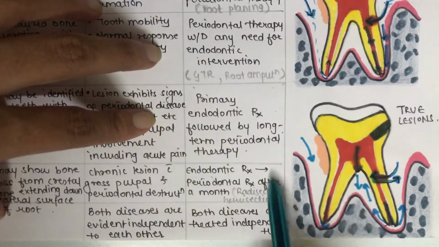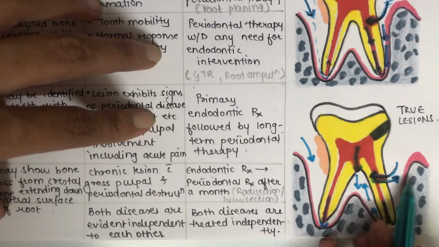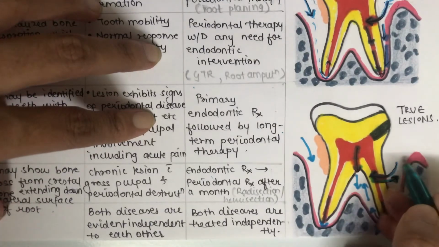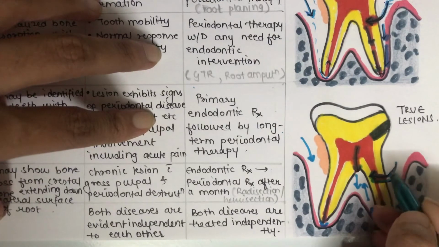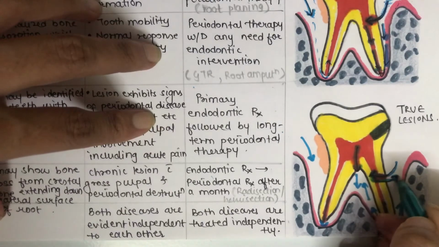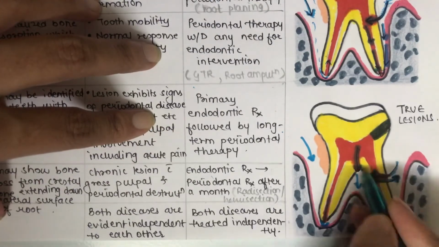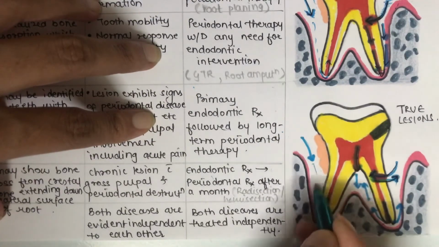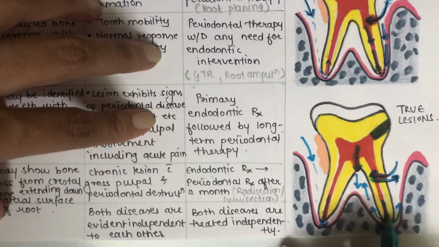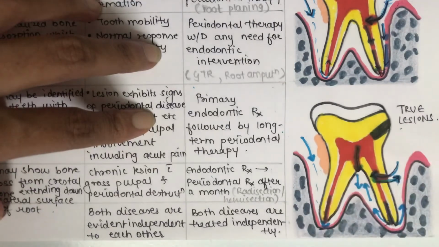So this is the diagram for the true lesion. You can see it is a two-way relation. The inflammation or infection is coming through this lateral canal and also going out through this lateral canal. Again from the accessory canals, the inflammation is going and also coming, and from here also through this apical foramen. So this is a two-way relation in the true lesions.